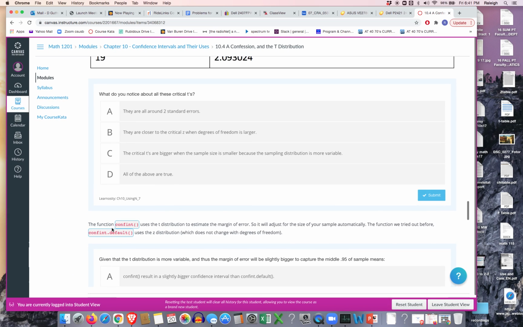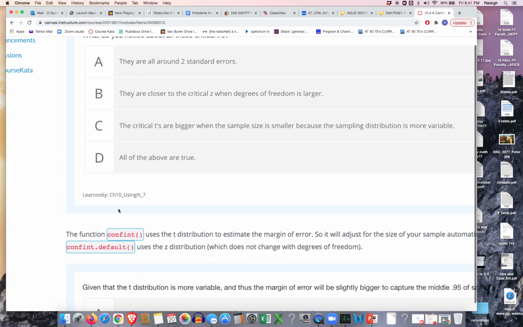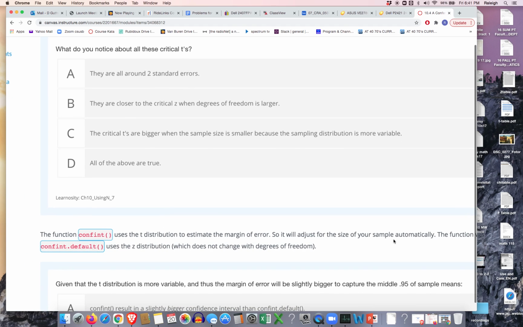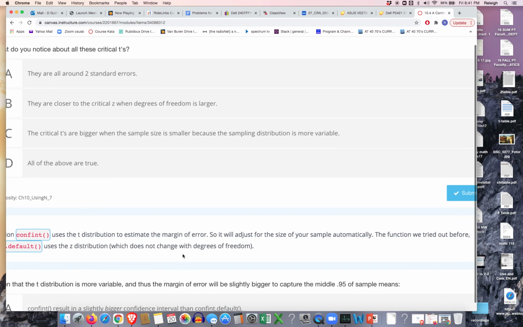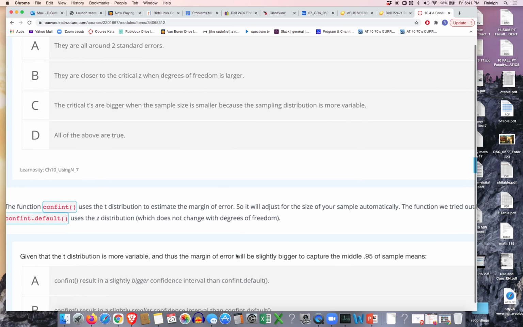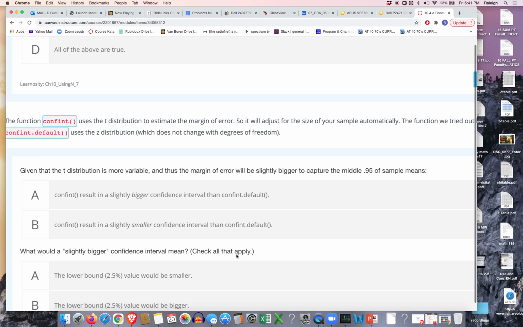So let's see here. We're at 10.4. Let's zoom up a little bit more. And now we have the function confint t, which uses the t distribution to estimate the margin of error. It'll adjust for the size of your sample automatically. The function confint default uses z, which does not change with degrees of freedom. So default is the z. You have to type in the word default, unfortunately, though.